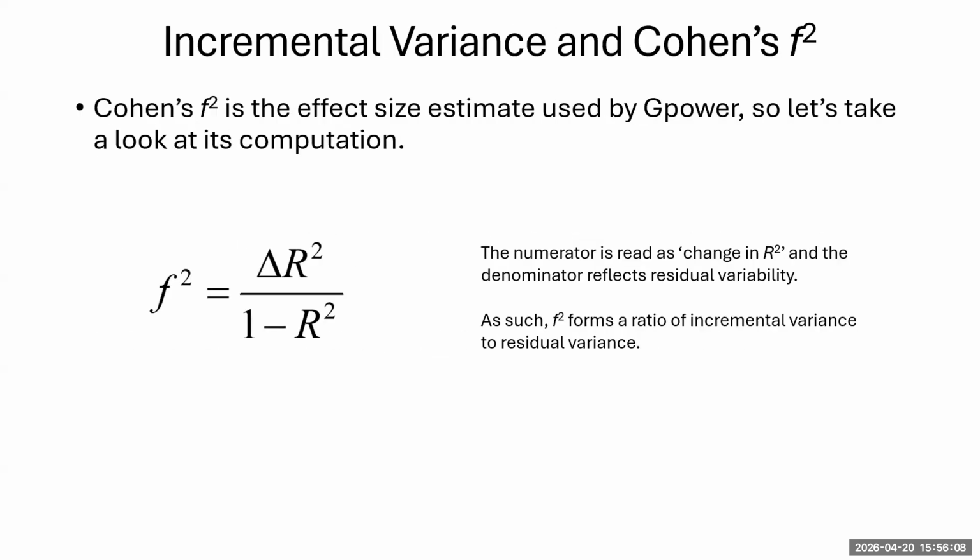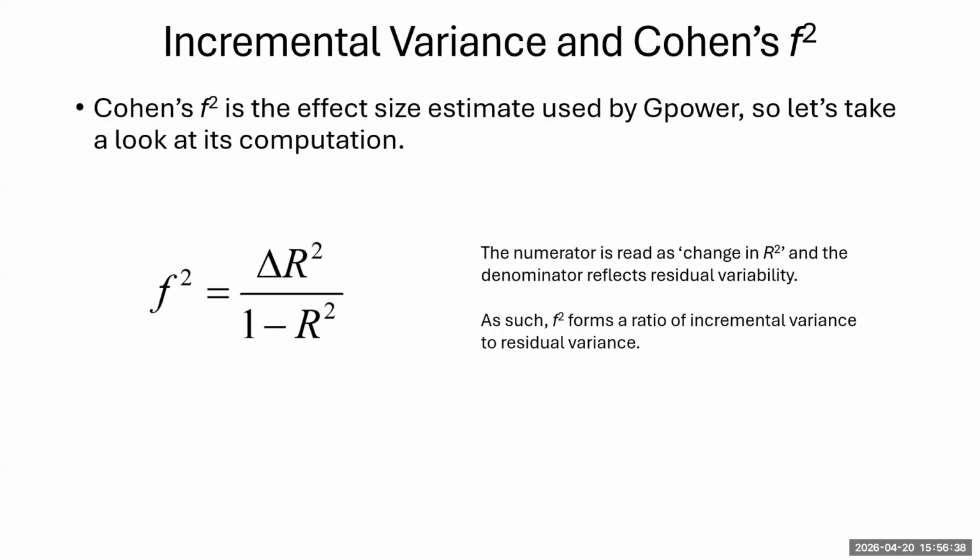Okay. Now the effect size that GPower uses for its power procedures in regression is Cohen's f squared. Okay, so I want to talk a little bit about how we compute Cohen's f squared. I have a generic formula for it here that I will make a little bit more specific to our examples as they unfold here in the video.